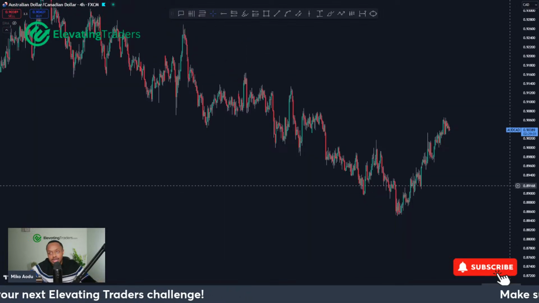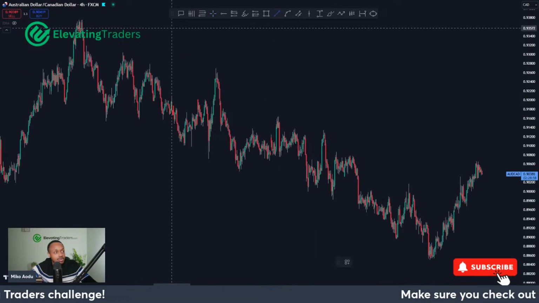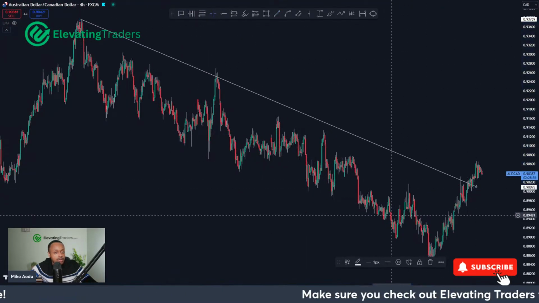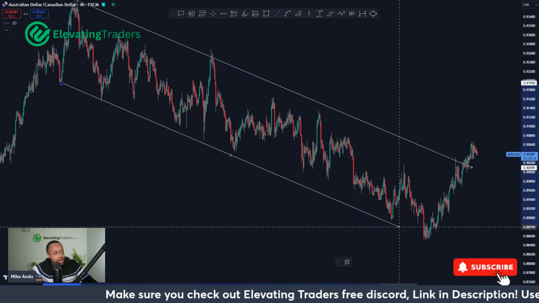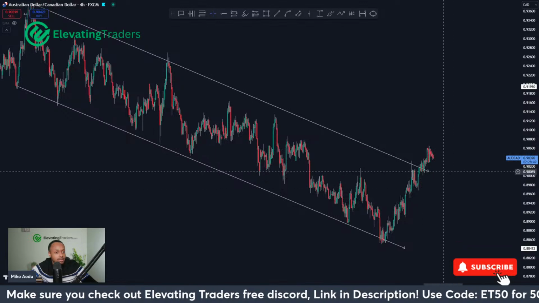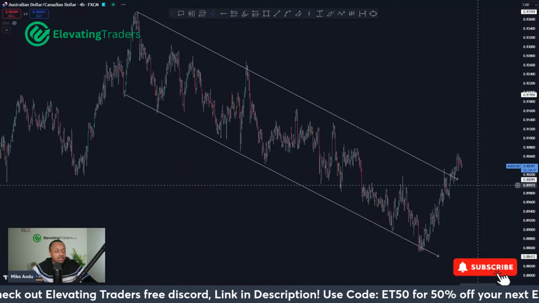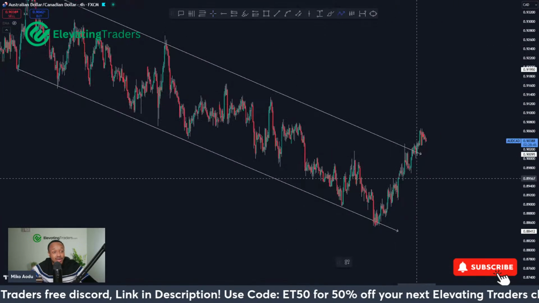So although Aussie CAD and New Zealand CAD do tend to do the same thing in terms of price action, they can differ a little bit. With Aussie CAD, you can see we had this descending channel. Price is trading above it right now. So again, with Aussie CAD, I still do expect to see a big move down.